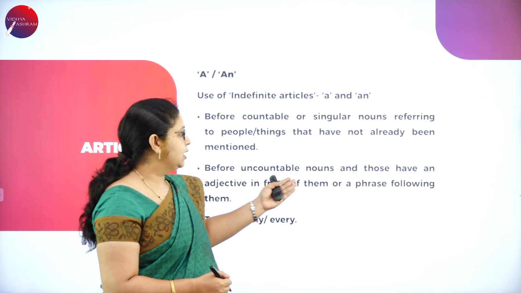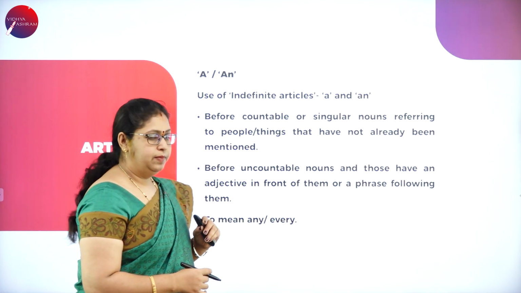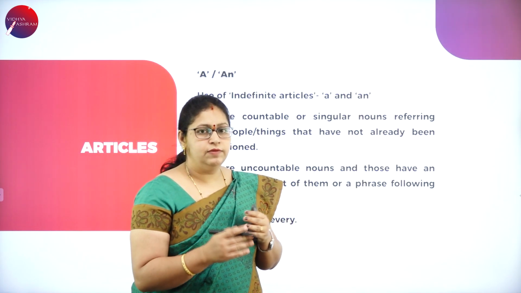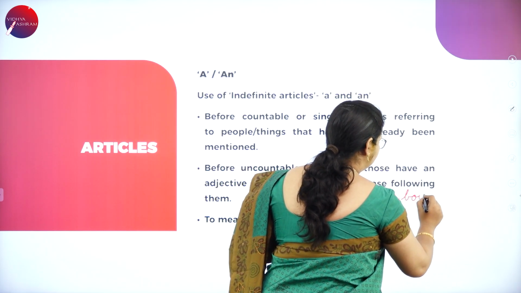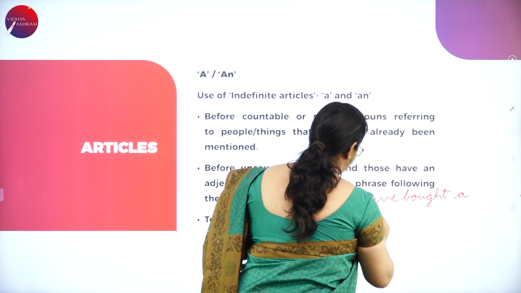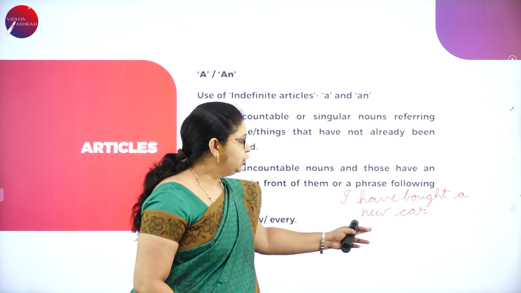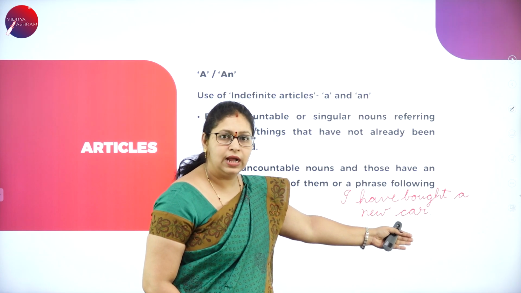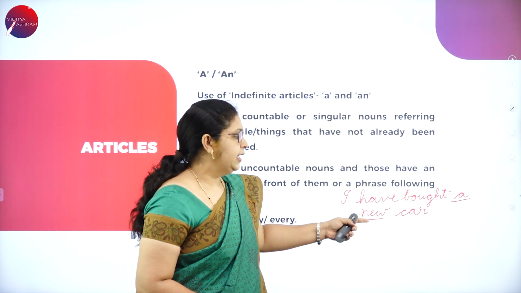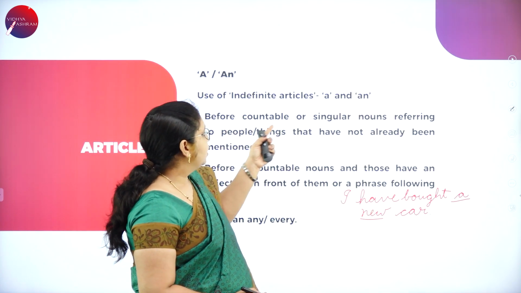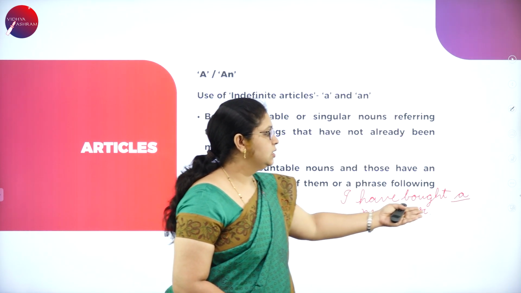So we use it before uncountable nouns that have an adjective in front of them or a phrase following them. Here, adjective means, let me give you an example. I have bought a new car. Here, new is an adjective. It is adding something to the noun car. So, when it is before an adjective, we use the indefinite article a. As it is singular, we have already said before countable or singular nouns, or before uncountable nouns which are followed by a phrase, there we use the indefinite article.